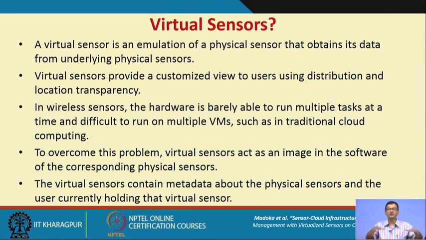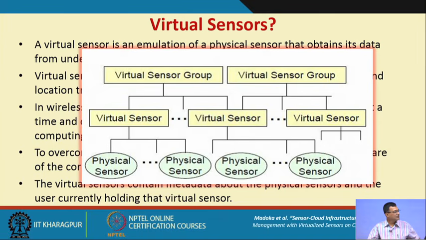So, we have a virtual sensor layer. There are physical sensors, over that we emulate these virtual sensors, and there are different virtual sensor groups which use them. It may so happen that one physical sensor contributes to multiple virtual sensors. So, one to many, many to one, many to many, and this type of scenario may come up.